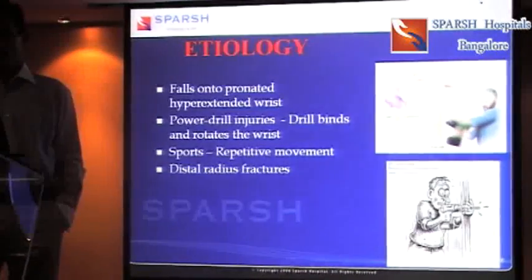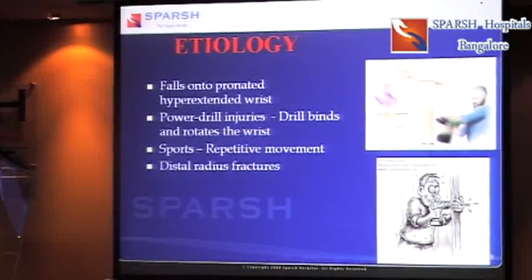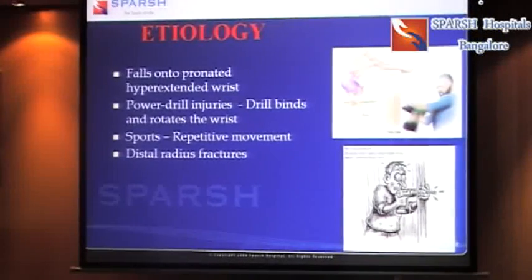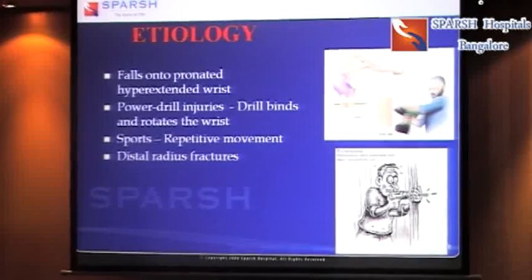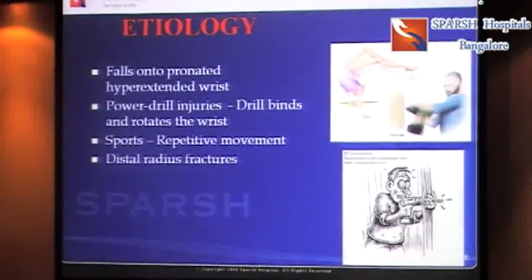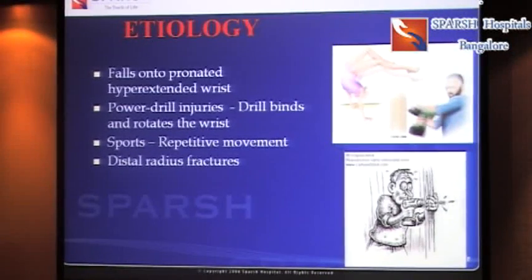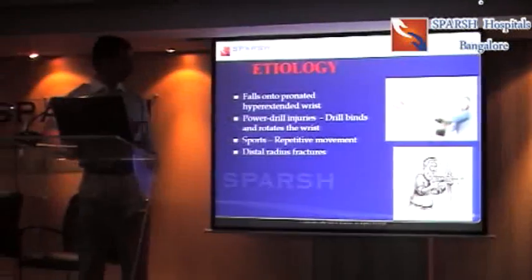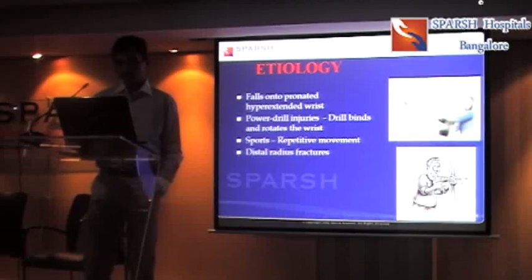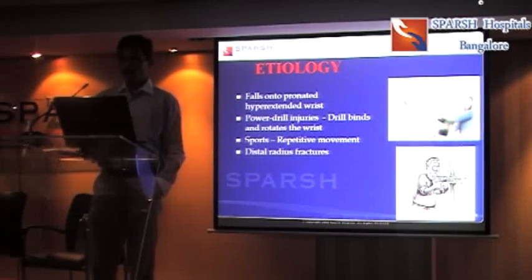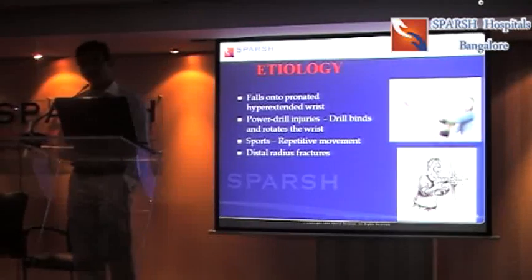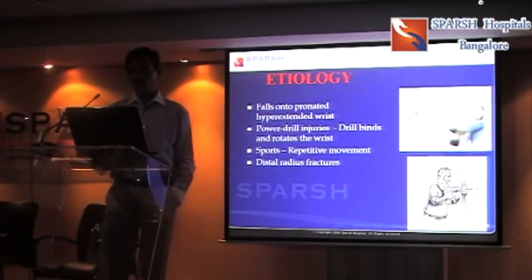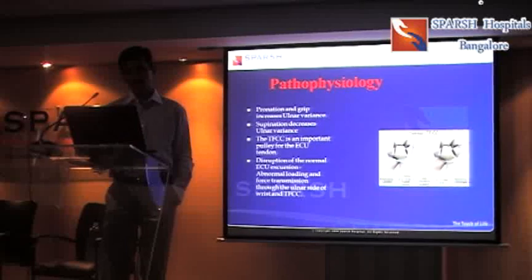So again, causes include a pronated hyperextended wrist fall, and power drill injuries, of which I have seen a couple, where you use a power drill. Instead of the drill turning, your hand will turn. If your hand rotates quite severely with the power force, you probably get a TFCC injury. You also commonly see it in sports players, golfers and tennis players, due to repetitive movements. And along with other fractures you can also see this TFCC injury.